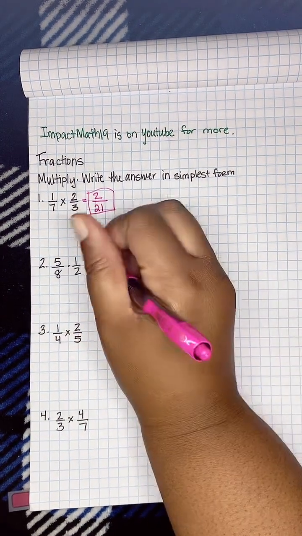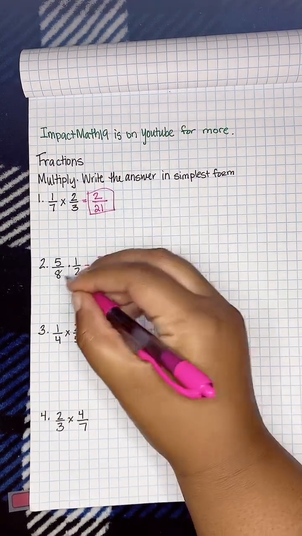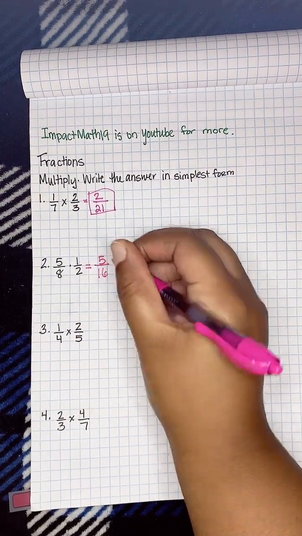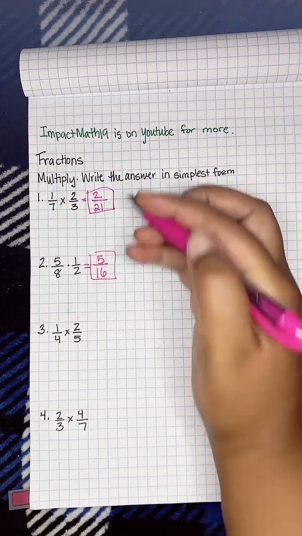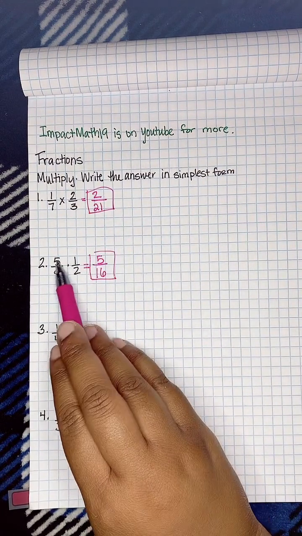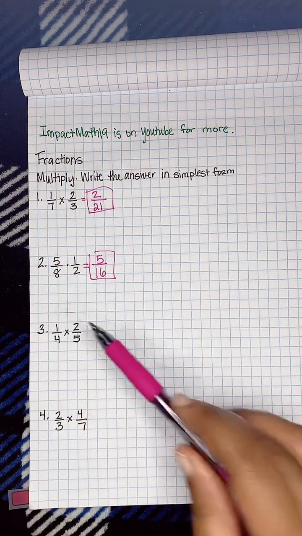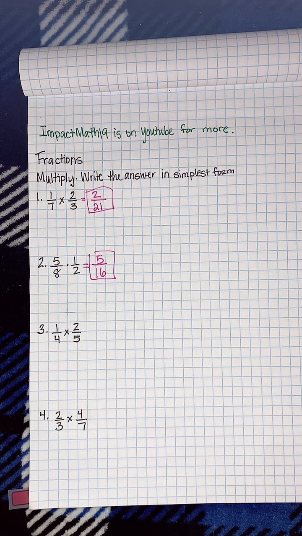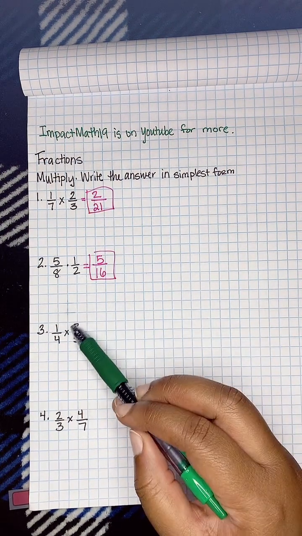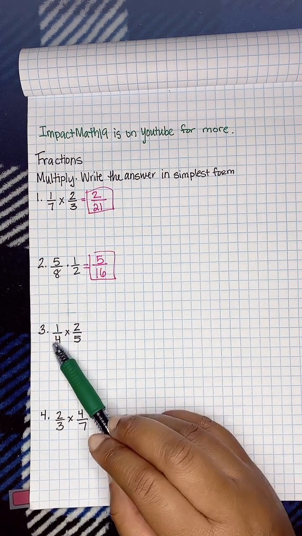5 times 1 gives us 5. And 8 times 2 gets us 16. So 5/16. So again, when you're multiplying, you go straight across, okay? Now, let's talk about number 3 here, okay? Number 3, we have a 2 on top and a 4 on the bottom.